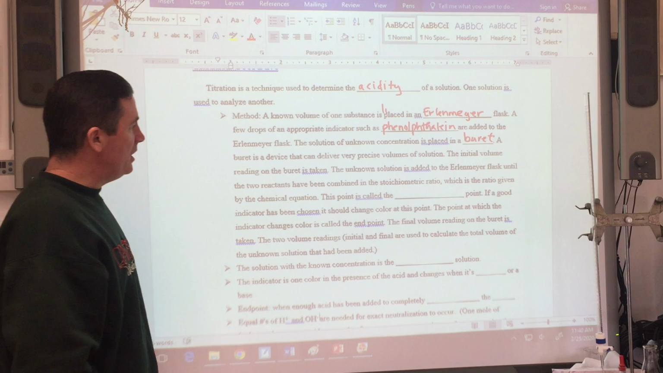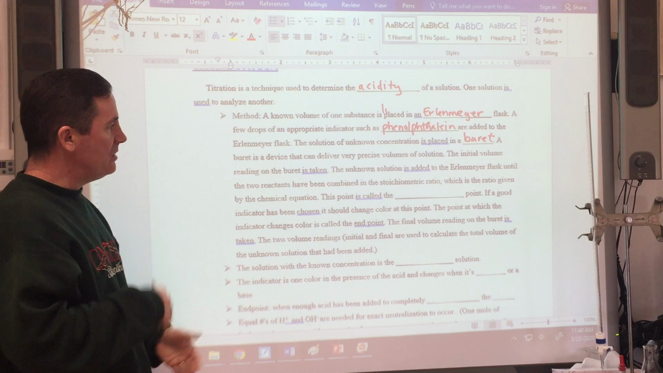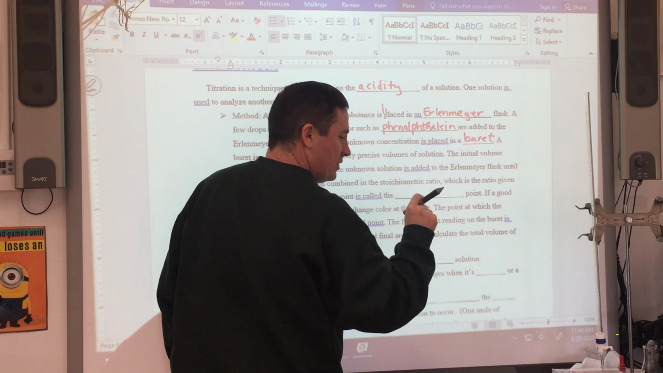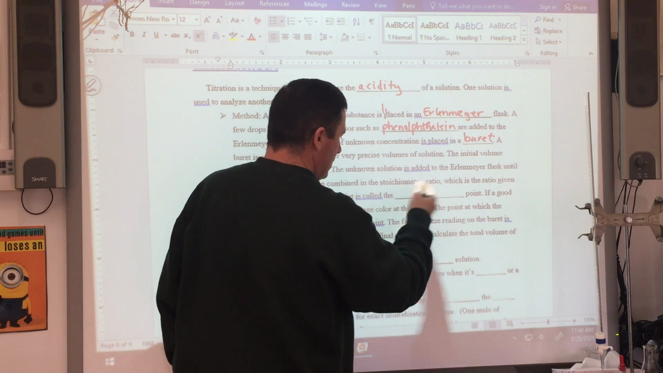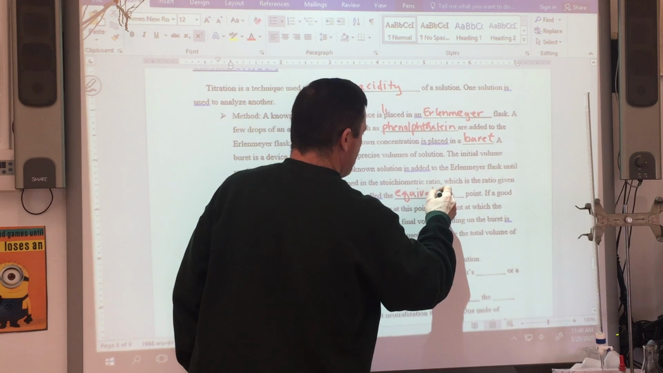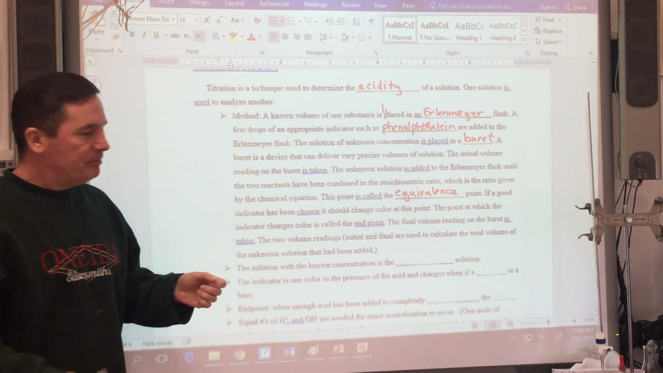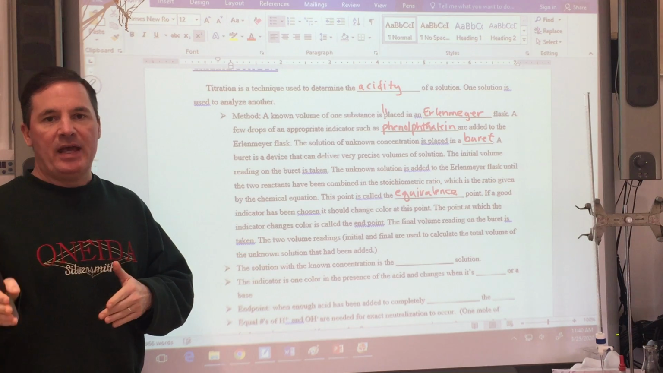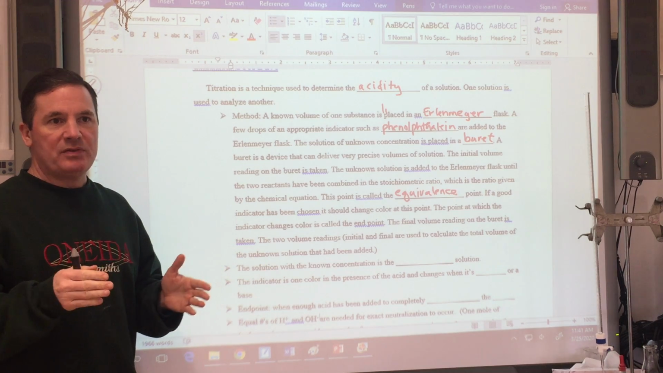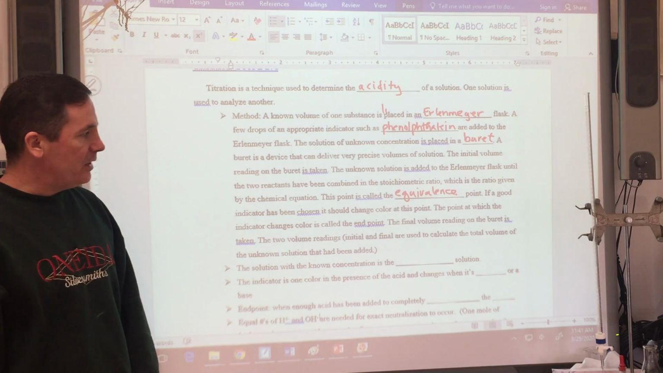So the initial volume on the reading is taken. The unknown solution is added until the two reactants have combined. This point, when it starts and stays pink, in this case, is called the equivalence point. And then, most of the time, the equivalence point and the endpoint are the same thing. In certain acid-base titrations, it won't be the same thing, but for our purposes, the equivalence point is going to be the same as the endpoint.